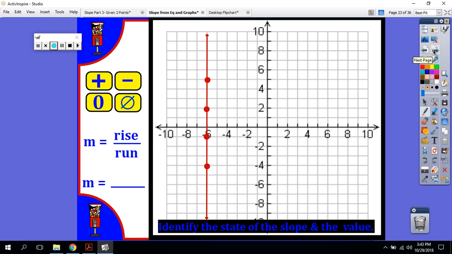Vertical. Up and down. Vertical. All right, so for this one, we're going to find our rise and our run. We start on the left and we move to the right. And then we may notice that the points are all in a row, so we're not sure which one we're going to move. I would just start at the bottom one.